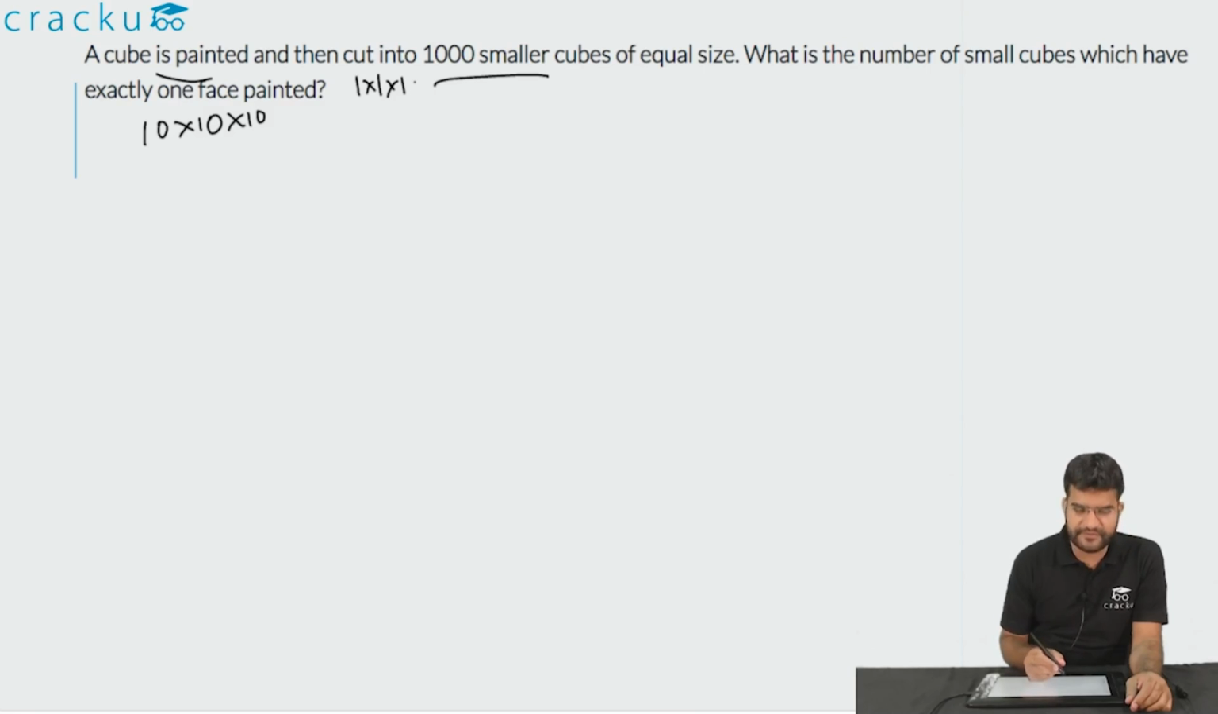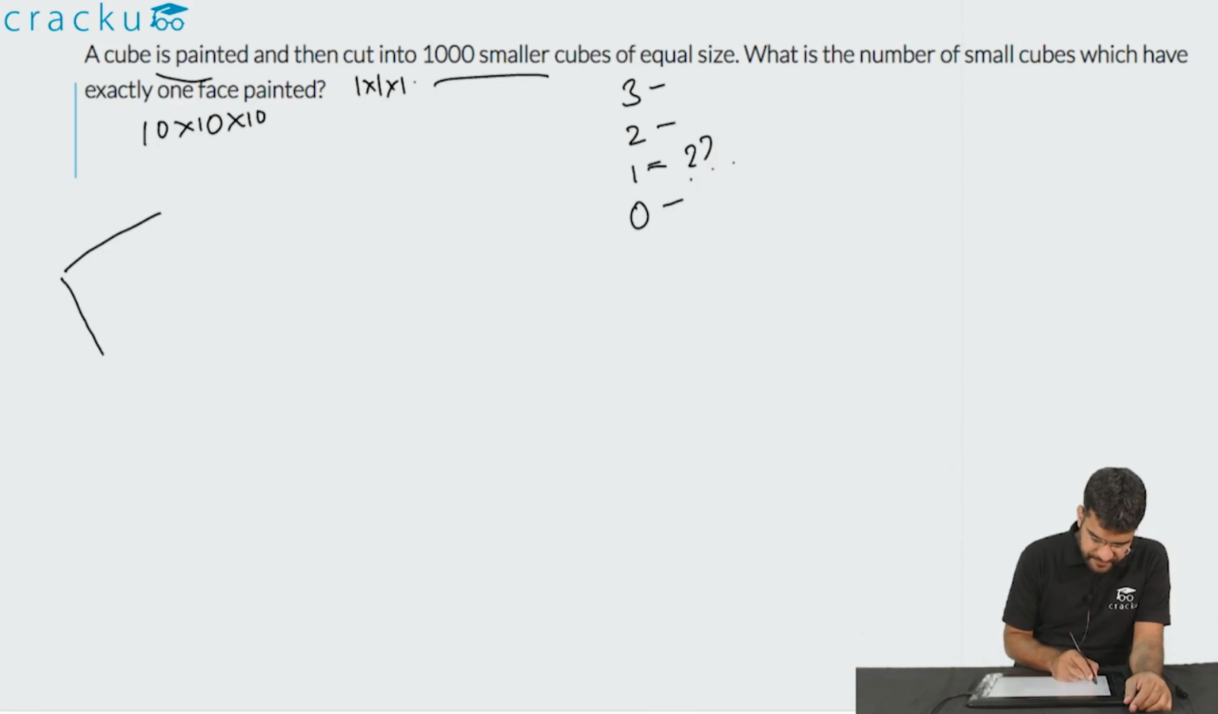Now if you look at it, some of the cubes will have all 3 sides painted, some will have only 2 sides painted, some will have 1 side painted, and some of the cubes will have no sides painted. We are required to find out the number of cubes with only 1 side painted. So if you look at a cube, it will look something like this. Now this is a cube which is cut into different pieces.